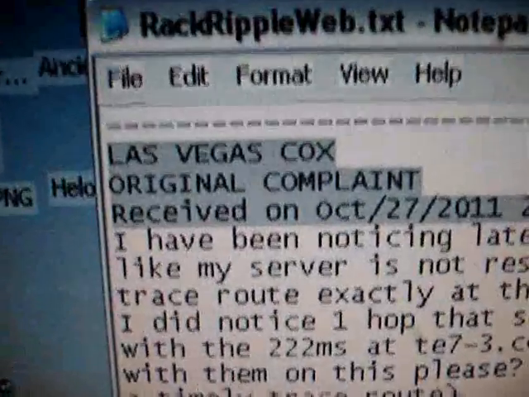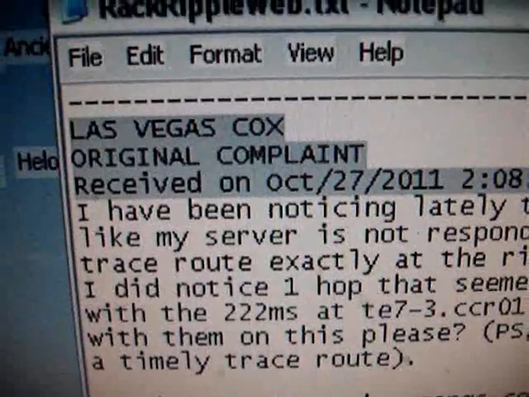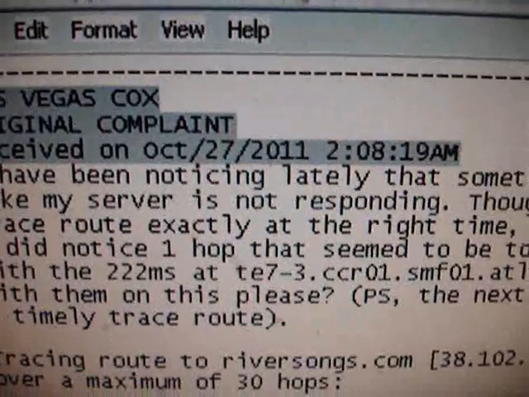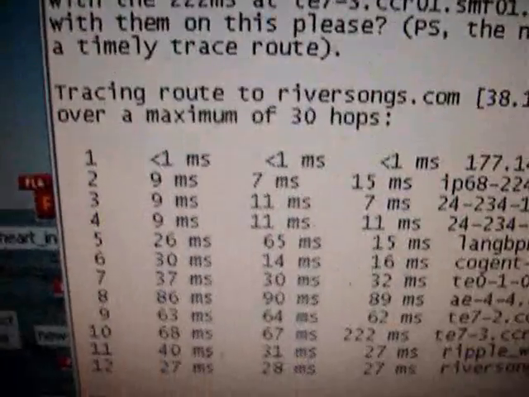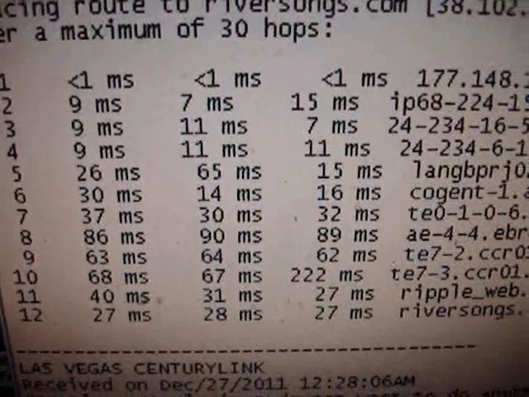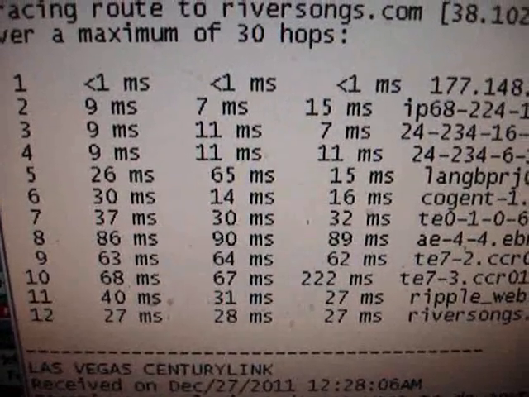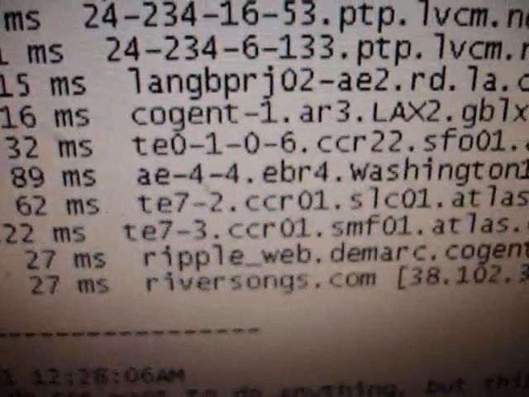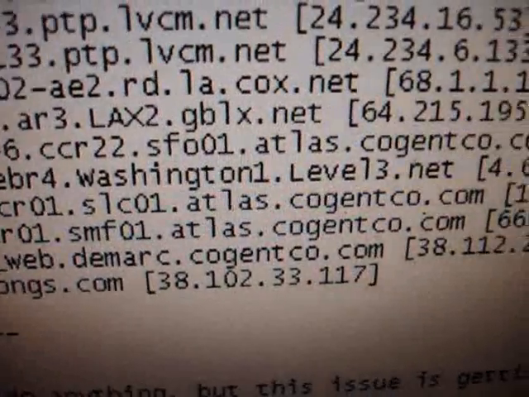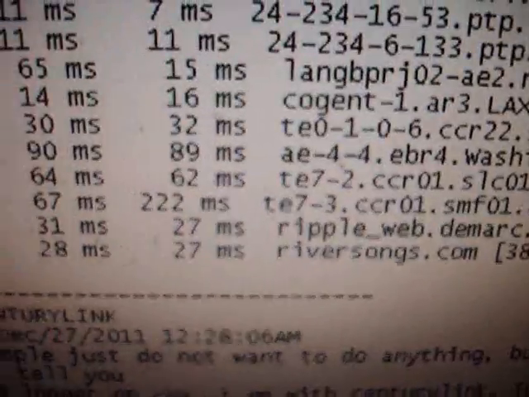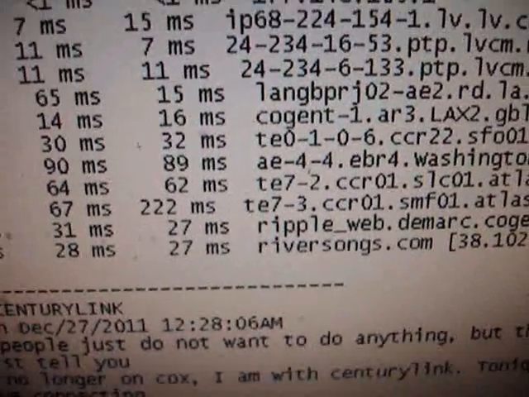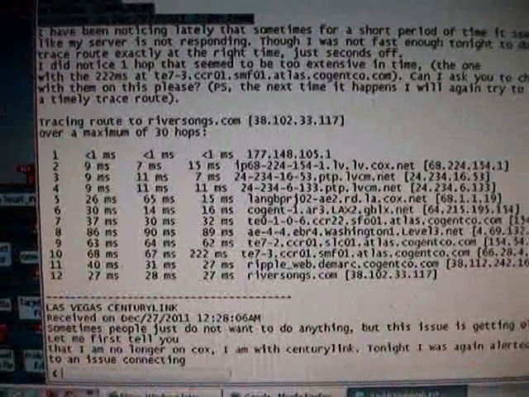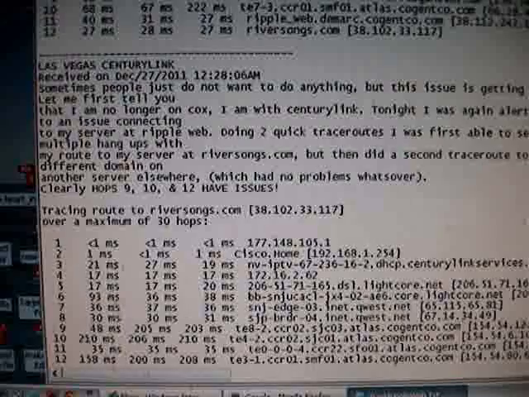After it had happened a few times, I said, okay, well, I need to bring this up to my host. So you can see that I have it logged here as Las Vegas Cox. I'm on Cox, and that was in Las Vegas. And the original complaint was October 27, 2011. As we look at the trace route, I mean, it's obvious that there's only one area here that could be in question, and that's number 10, right there. Okay, just before it gets to my server, right there it says 222 milliseconds. Okay, so I mean, where else would it be, right? I don't know.